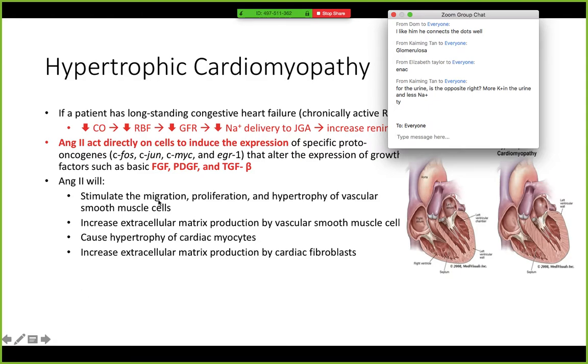But as far as knowing the pathology of hypertrophic cardiomyopathy and death, I wouldn't worry about that. I would just focus on this mechanism here in red: how does it happen? And then what does angiotensin II do? So angiotensin II induces proto-oncogenes that are going to alter the expression of growth factors, and that's going to lead to hypertrophy.